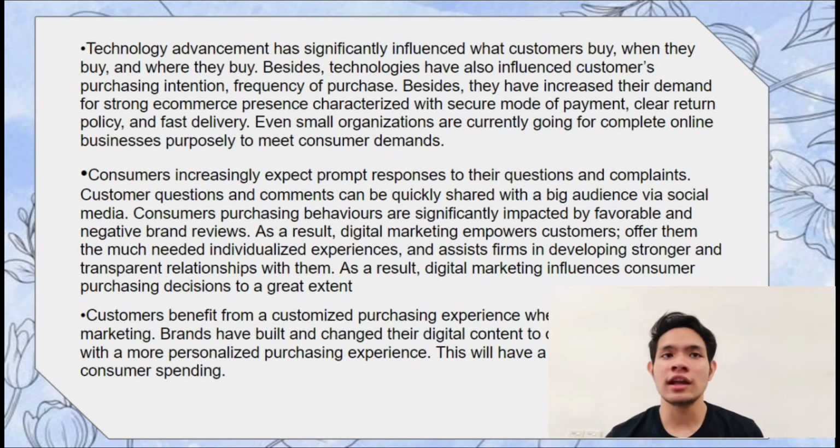Consumers increasingly expect prompt responses to their questions and complaints. Customer questions and comments can be quickly shared with a big audience via social media. Consumer purchasing behaviors are significantly impacted by favorable and negative brand reviews. As a result, digital marketing empowers customers, offers them the much needed individualized experience, and assists firms in developing a stronger and transparent relationship with them. As a result, digital marketing influences consumer purchasing decisions to a great extent.